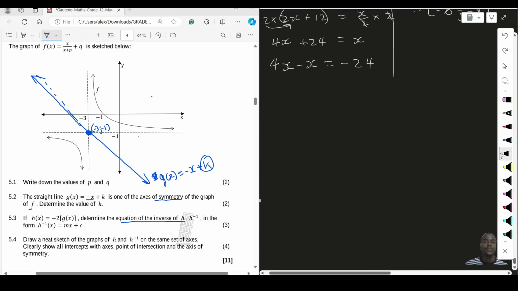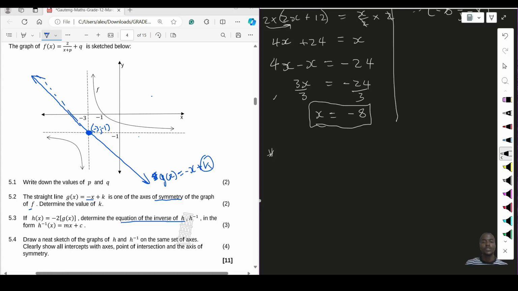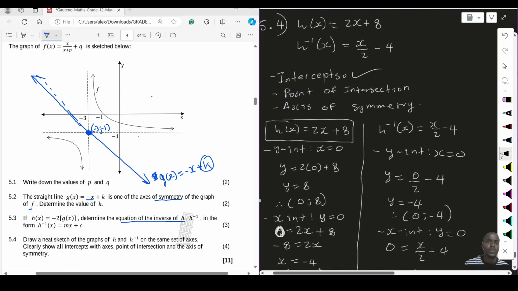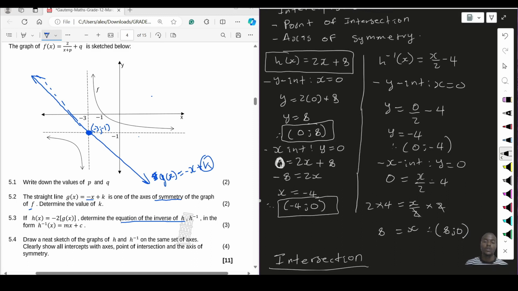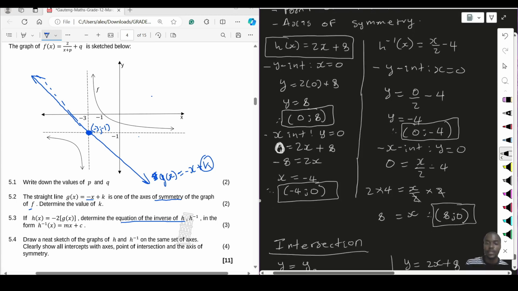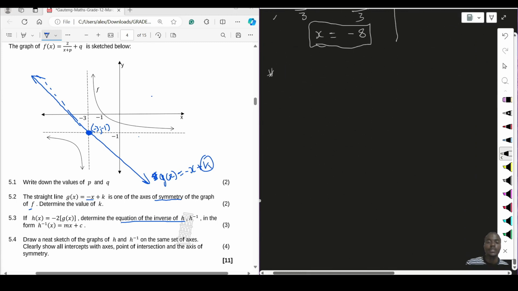Then the last one now that we should get is the axis of symmetry. The axis of symmetry, it's easy to get it when now we have drawn the graphs. So let's just draw our graphs. So let's start with the intercepts. The intercepts, we have 1, 2, 3, 4. So for y values, 8 is the biggest. I can see that 8 is the biggest. And for x values, 8 is the biggest.